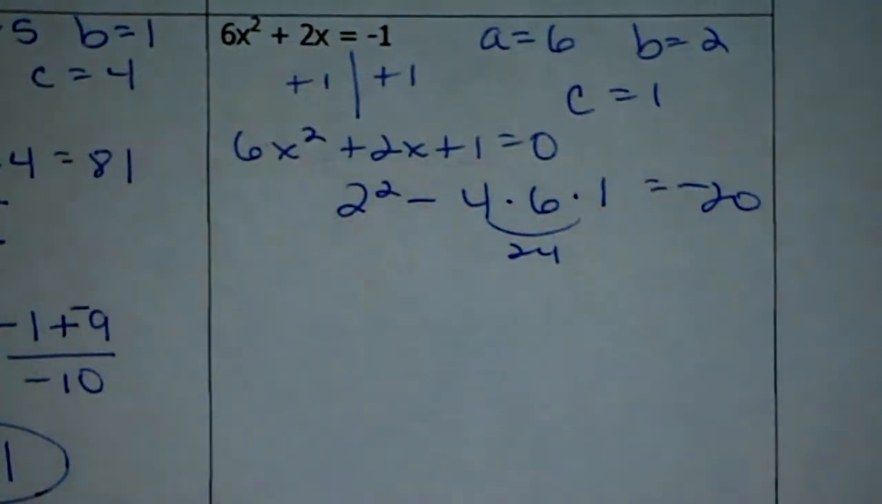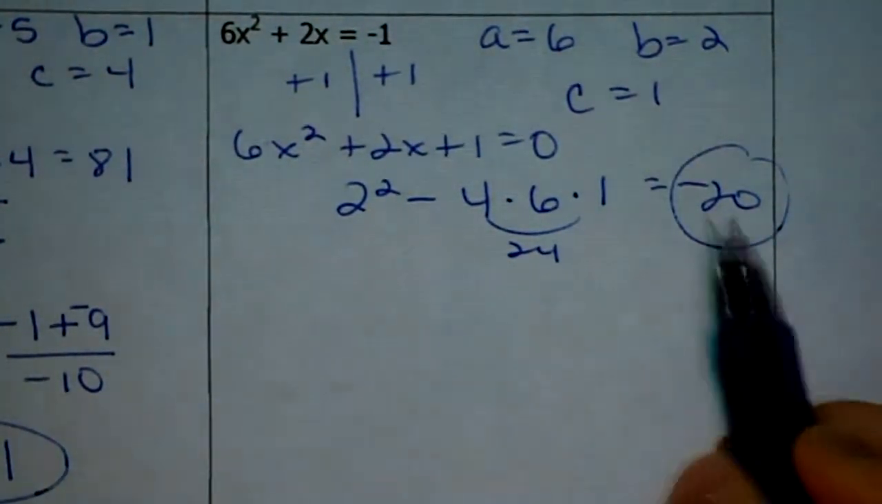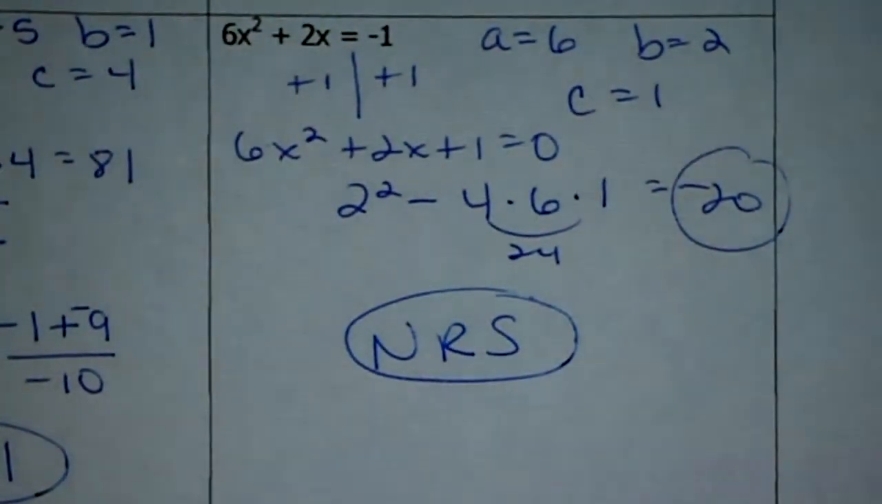Guess what? There aren't any solutions. You don't need to go any further. You don't have to plug anything in. If you see that the discriminant is negative, that means there aren't going to be any solutions to this. No real solutions.